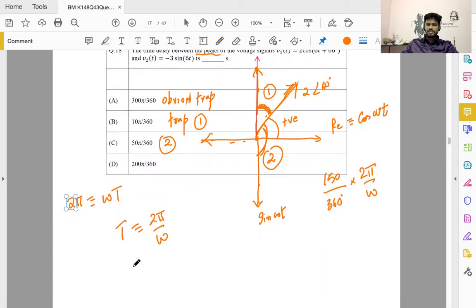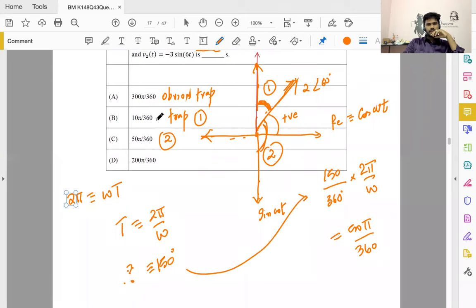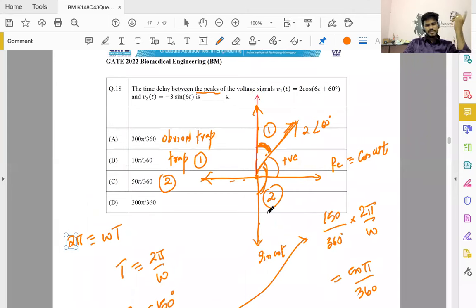What is the time taken to traverse part of it? That is okay, 150 degrees corresponds to how much time? Okay, that simple ratio is over here, and this happens to be 50 pi by 360. Okay, so this is somewhat tricky, and so the positive peak happens here, and yeah, so whenever this has a positive peak, after this much time this should have a positive peak, so the delay should be 50 pi by 360.